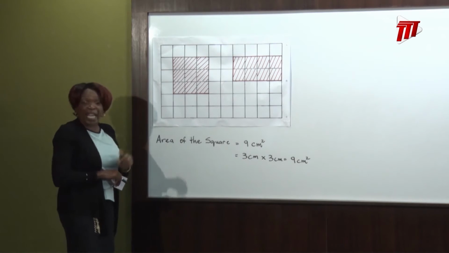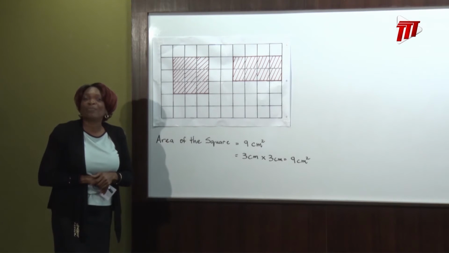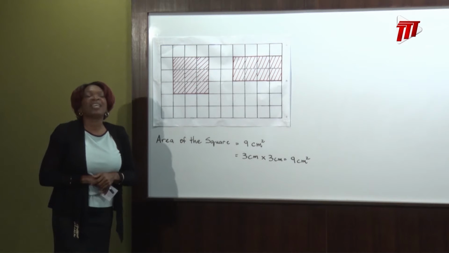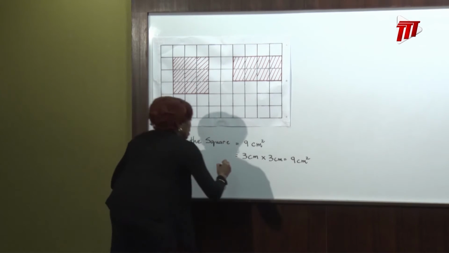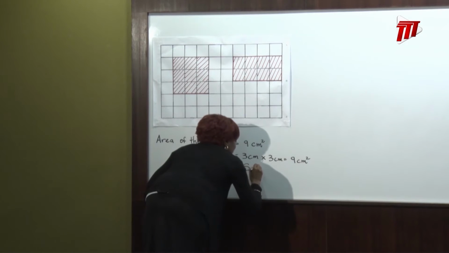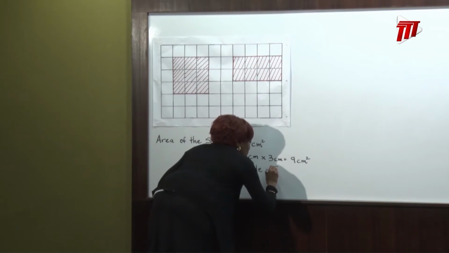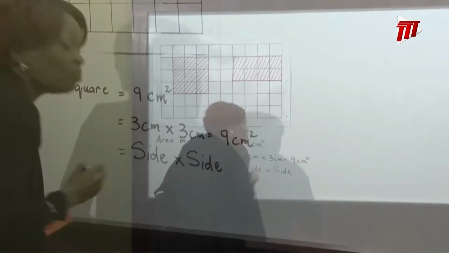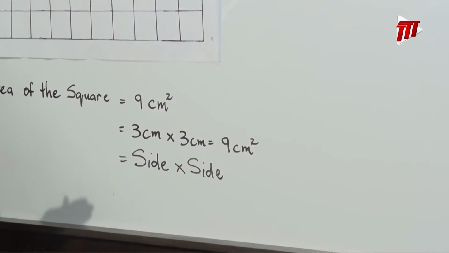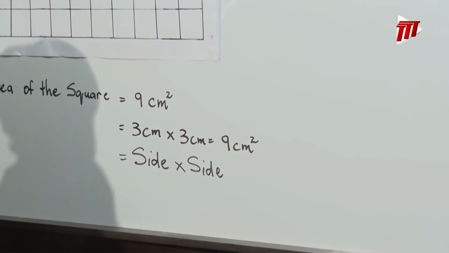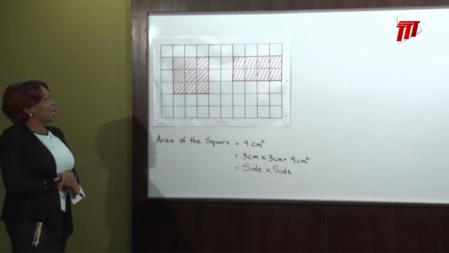So children, what are we saying? To find the area of a square, what do we do? We multiply side by side. Are you seeing it, children? Wonderful. So we can say that side multiplied by side will give us the area of any square. Are you with me? What about rectangles?